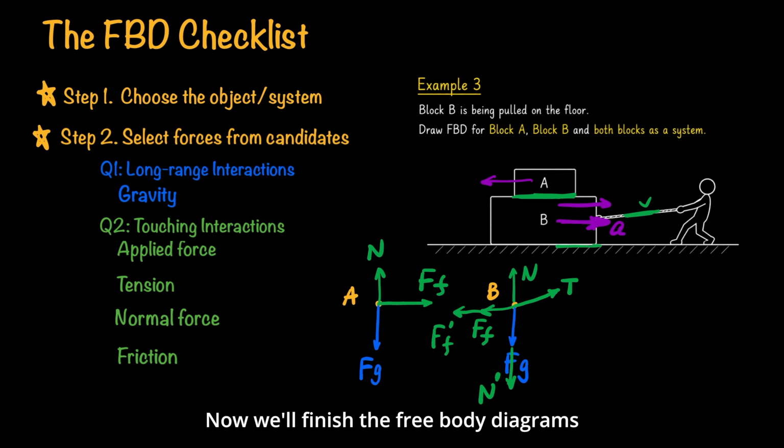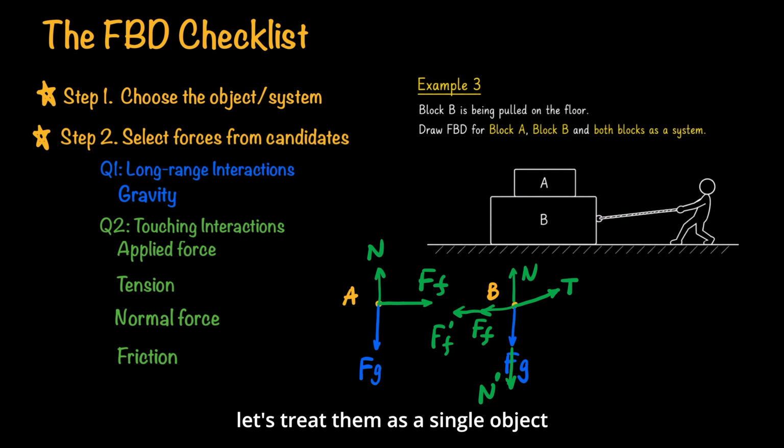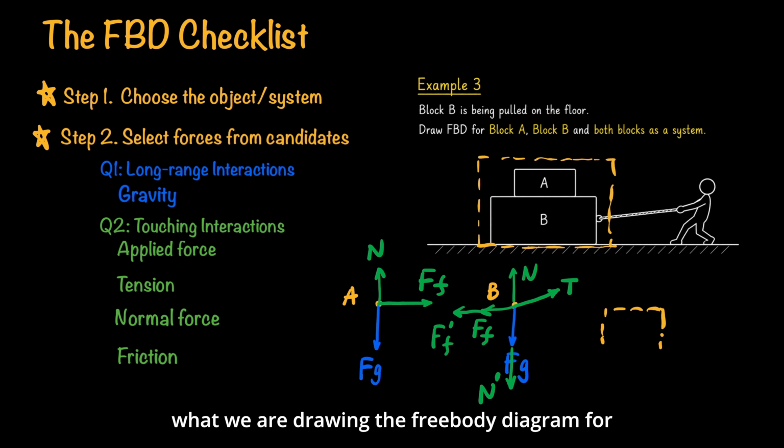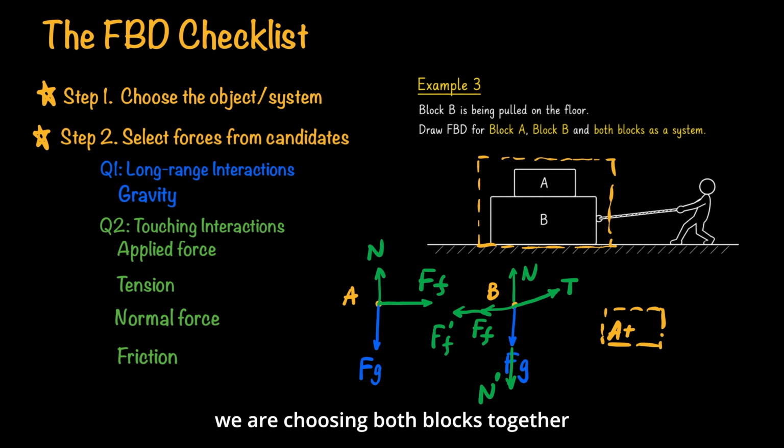Now we'll finish the free body diagrams for both blocks, but let me ask you a question. Do we need all of this if our goal is simply to find the acceleration of the two blocks? Not necessarily. Sometimes there's a much simpler approach. Instead of treating the two blocks separately, let's treat them as a single object. In other words, we are going to draw one free body diagram for the entire system that involves both A and B. So following our process, the first step is to choose what we are drawing the free body diagram for. And this time, we are choosing both blocks together.